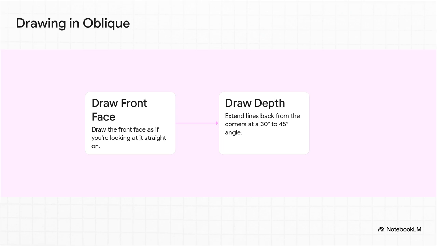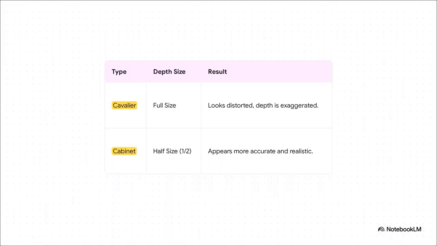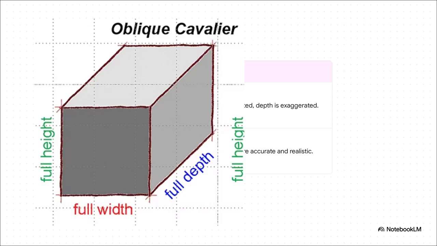That's literally it. Now, even within oblique, you get 2 flavors to choose from. First, there's Cavalier. That's where you draw the depth lines at their full, true length. Super easy, but it often looks kind of stretched out and distorted. For a much more realistic look, you go with the cabinet method.